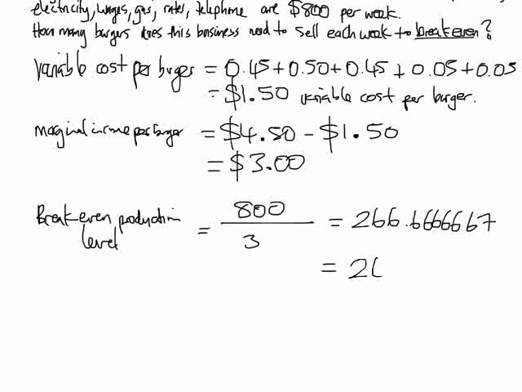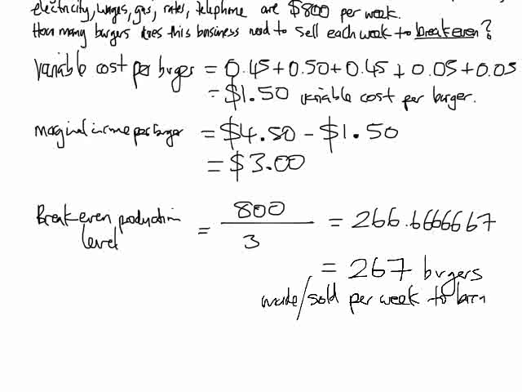So it's going to be 267 burgers made and sold per week to break even. And so we have calculated, and the formula says, that's the production level.